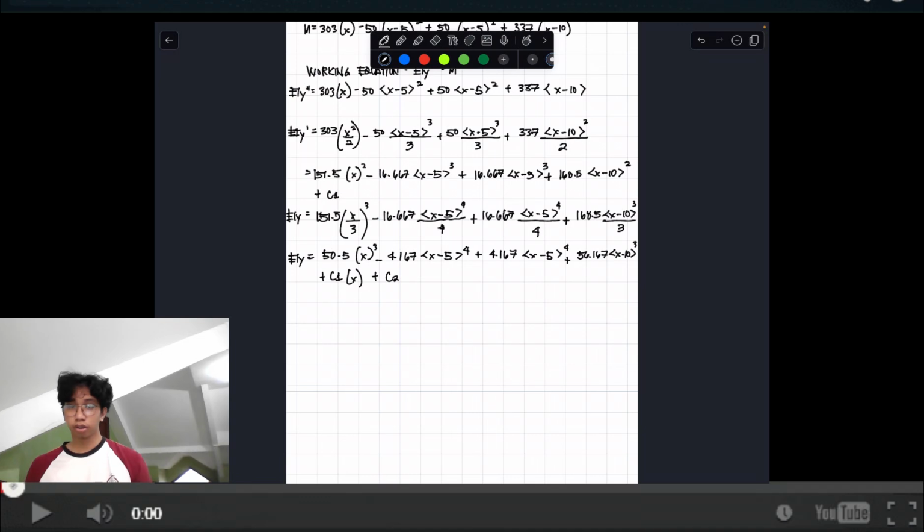Next natin na gagawin is we will find our boundary condition at each side. Boundary condition at the left support, and we should solve for the C2, and the boundary condition at the right support and solve for C1. Okay.